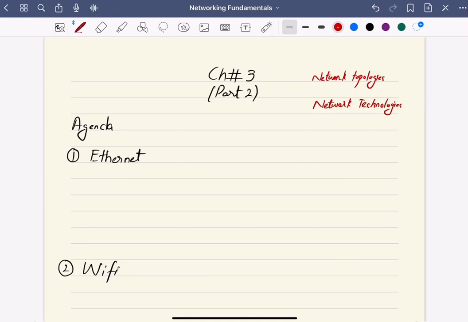Welcome back, everyone, to chapter number 3, part 2. So, in part 1, we discussed network topologies in detail. In this video, we will be covering network technologies, and specifically, we're going to cover the local area network technologies. Network technology definition was already discussed in the previous video.